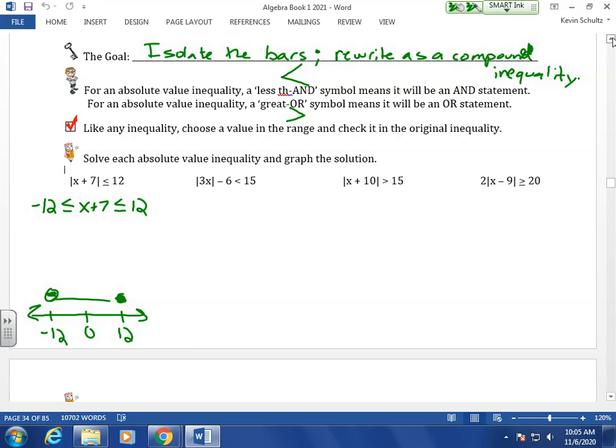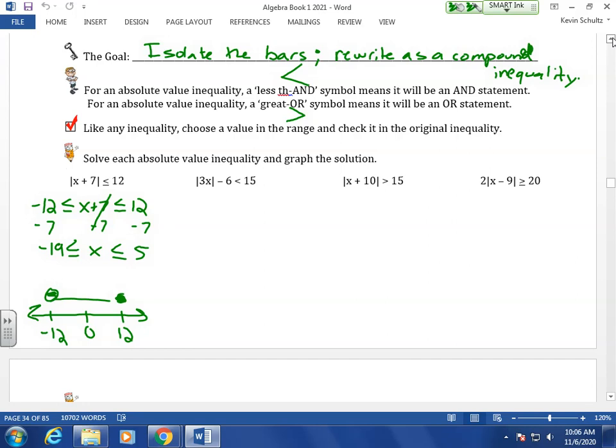Think back to that. How do you solve an and statement? An and statement, we are solving the whole thing at once, so it's like there are 3 parts to it. You have the left, the middle, the right. To get x by itself, we're using opposite operations. So we're going to subtract 7 to undo adding 7. That gives us x in the middle by itself. And then negative 12 minus 7 is negative 19. And positive 12 minus 7 is positive 5.